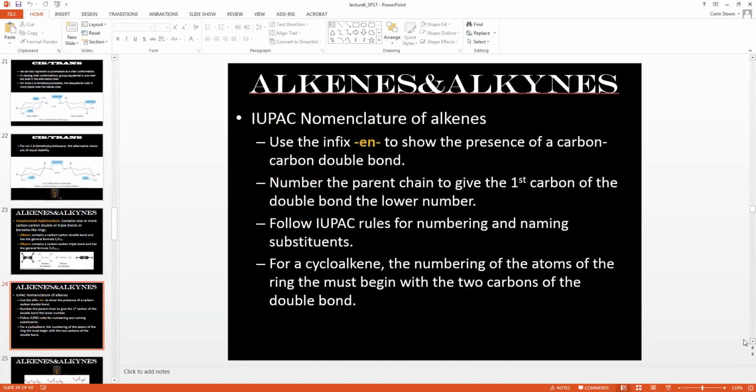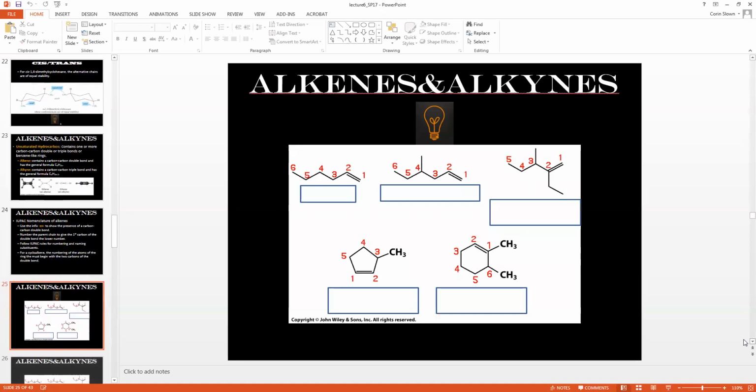The IUPAC nomenclature of alkenes is where we use the infix -en- to show the presence of a carbon-carbon double bond. If we number the parent chain to give the first carbon of the double bond the lower number, then we follow the same IUPAC rules we've been using for numbering and naming the substituents. For a cycloalkene, the numbering of the atoms of the ring must begin with the 2 carbons of the double bond. So we'll always start numbering at the double bond. Let's take a couple of examples. So pause if you need to, and go ahead and assign the names to each of these compounds.